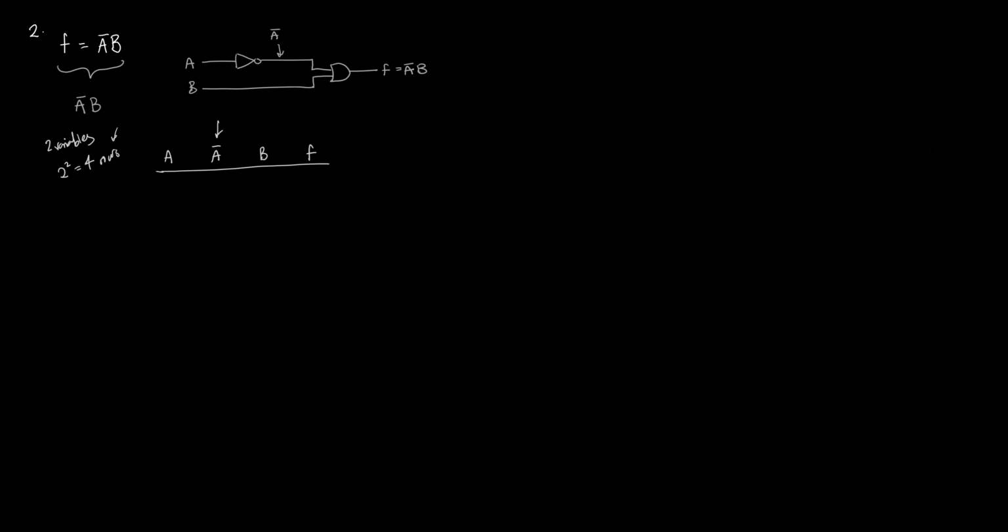We're going to have 4 possibilities still. So we can take the first variable and just split it down the middle. We're going to do 2 zeros and 2 ones. Not A is just going to be the opposite of A. So we can take this and simply just do the opposite. We're going to have 1, 1, and then 0, 0, because not 0 is 1, not 0 is 1, not 1 is 0, and not 1 is 0.